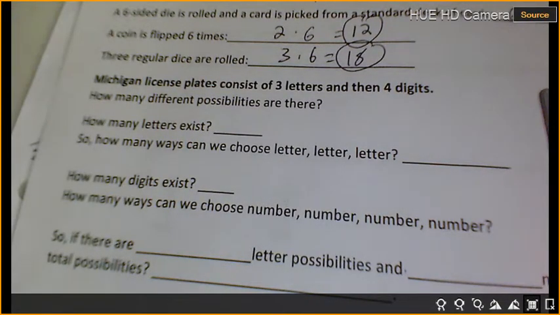We're going to talk about a Michigan license plate. All the different possibilities for a Michigan license plate.